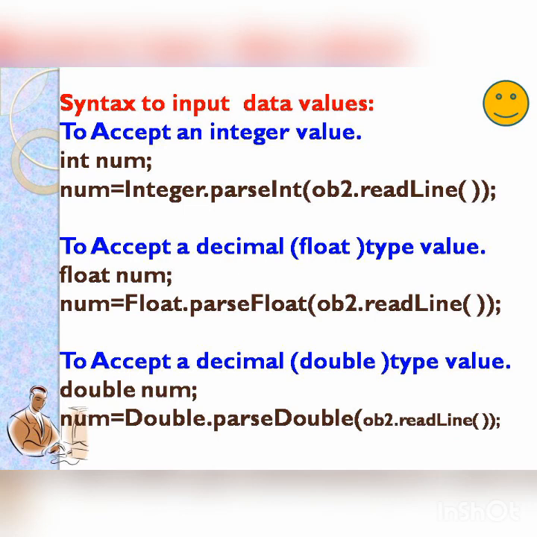Then we'll discuss the syntax of input data values, how to accept an integer value using InputStreamReader. So this is the syntax: int num = Integer.parseInt(object2.readLine()). Then to accept a decimal type value, that is float type, you have to declare the variable as float: float num = Float.parseFloat(object2.readLine()). This object2 is the object of the BufferedReader class. Then how to accept a double type value: double num = Double.parseDouble(object2.readLine()). Understand?